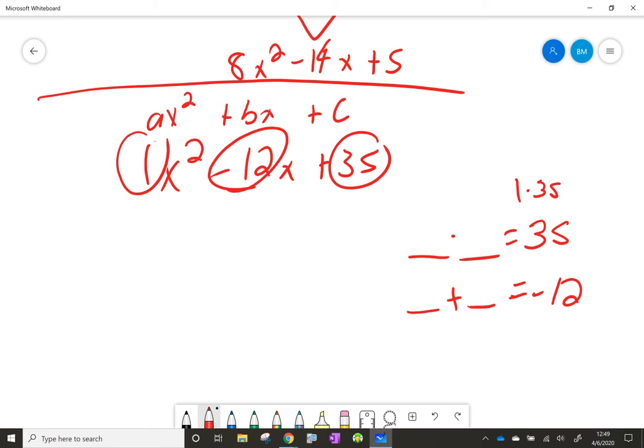Again, since they multiply to make a positive, but they add to make a negative, that means these two numbers must both be negative.